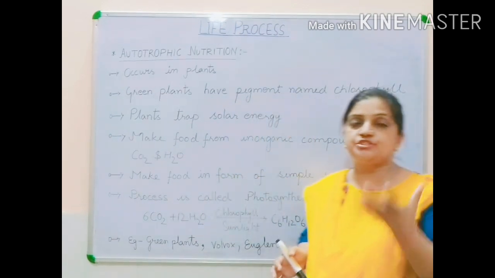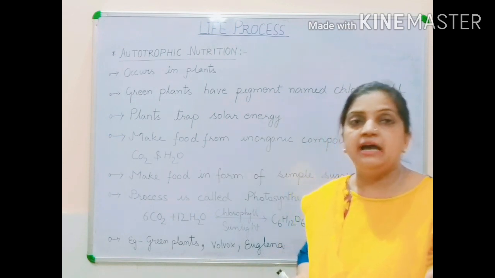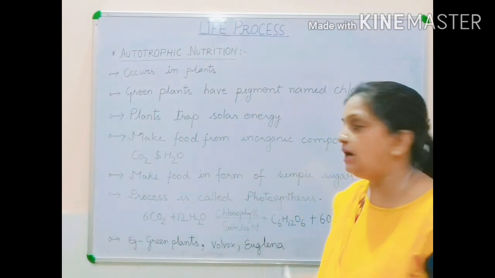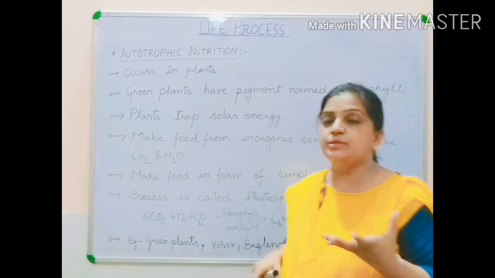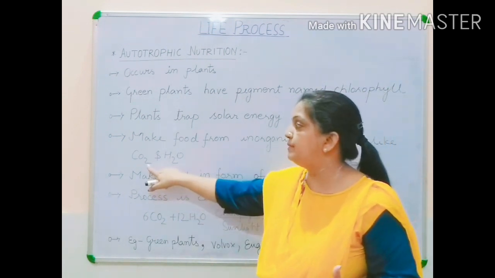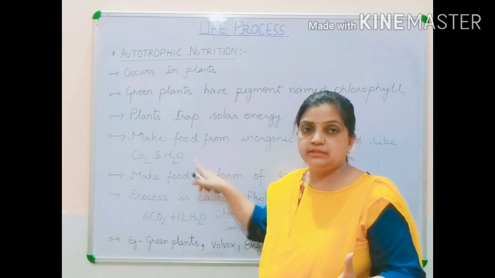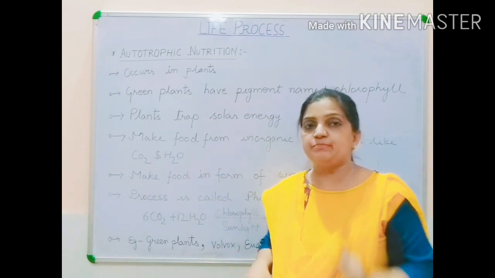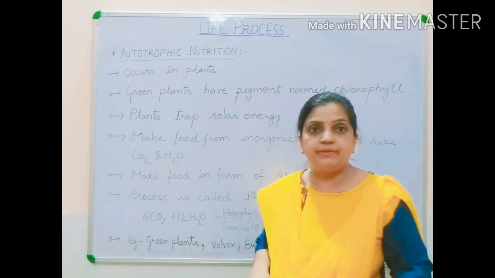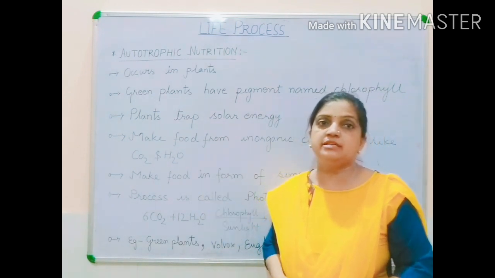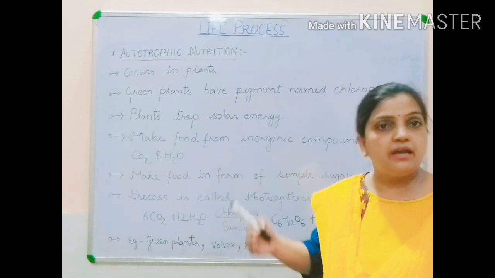So the food which is produced in plants is in which form? It is in simple sugar form. What are the raw materials which the plant is using? Carbon dioxide and water. And the chlorophyll pigment is present in the plant itself. And sunlight, they are trapping it. So utilizing all these things, plants prepare their food.